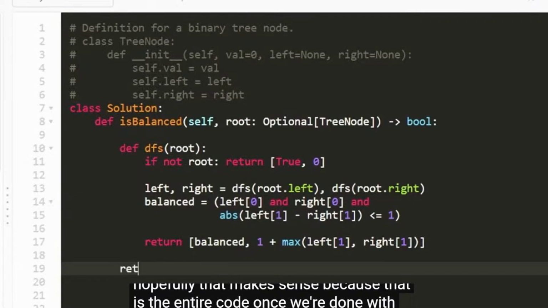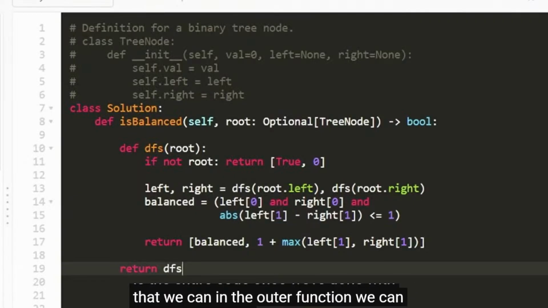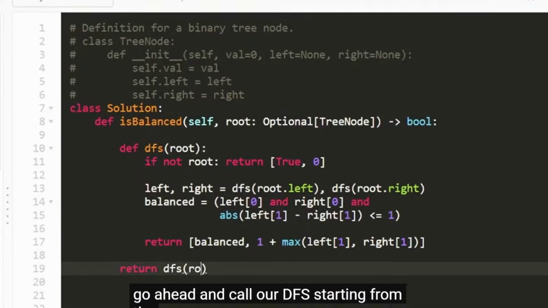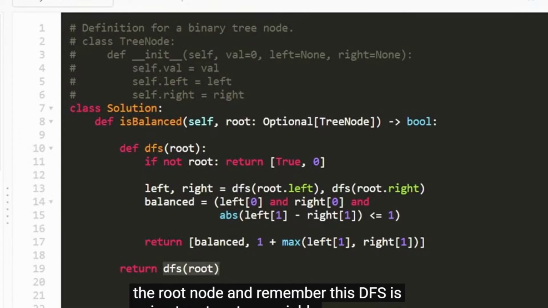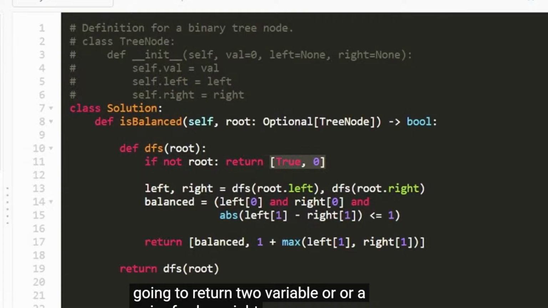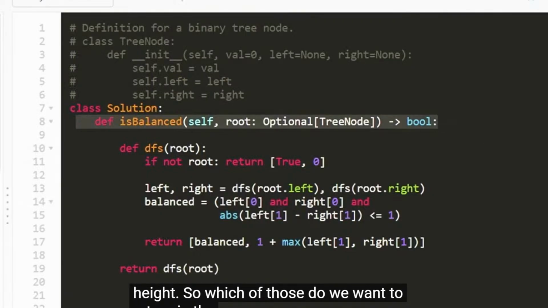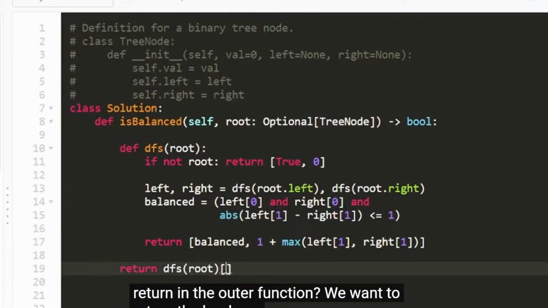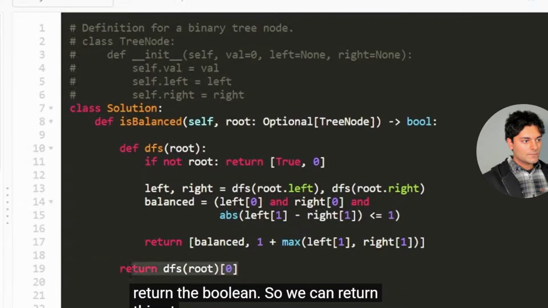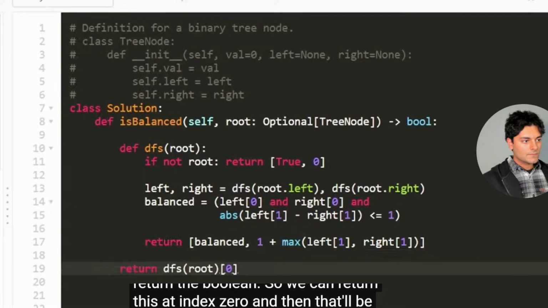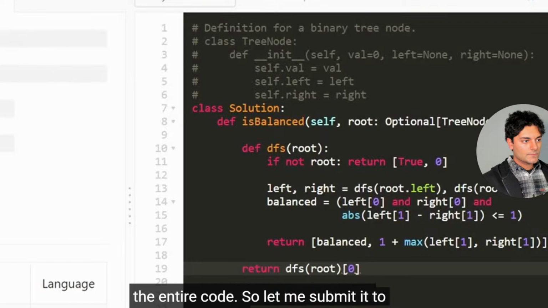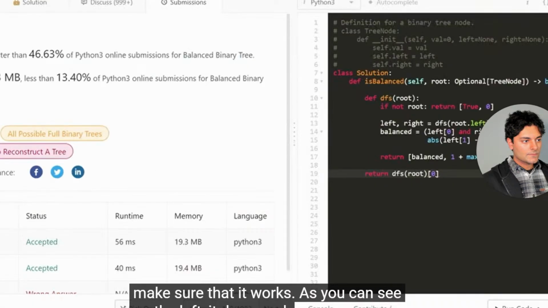Once we're done with that, in the outer function, we can go ahead and call our DFS starting from the root node. And remember, this DFS is going to return a pair of values, a Boolean and the height. So which of those do we want to return in the outer function? We want to return the Boolean, so we can return this at index 0, and then that'll be the entire code. So let me submit it to make sure that it works. As you can see on the left, it does work, and it's pretty efficient.